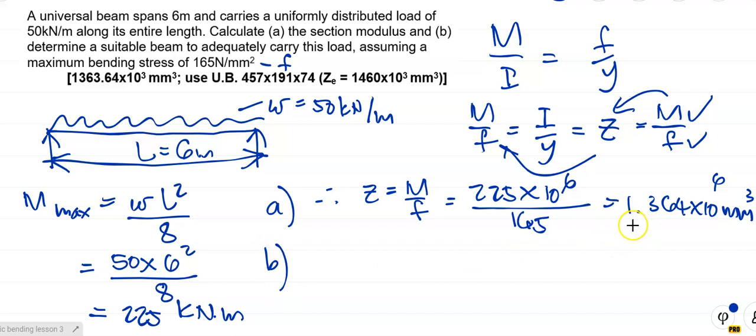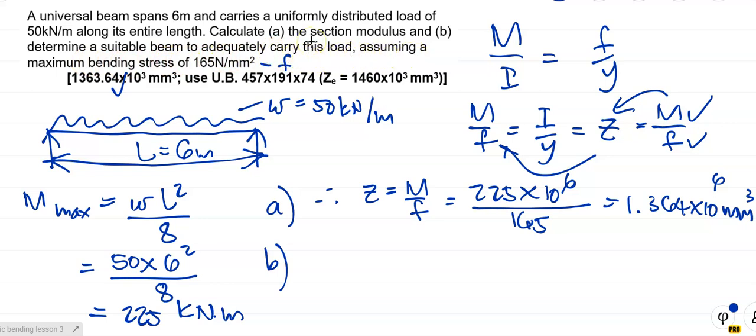So the section modulus is 1.364 times 10 to the power 6 millimeters cubed. There we go, lovely. There's the answer. We've done it. That's the answer I gave you there. Part B says determine a suitable beam to adequately carry this load.